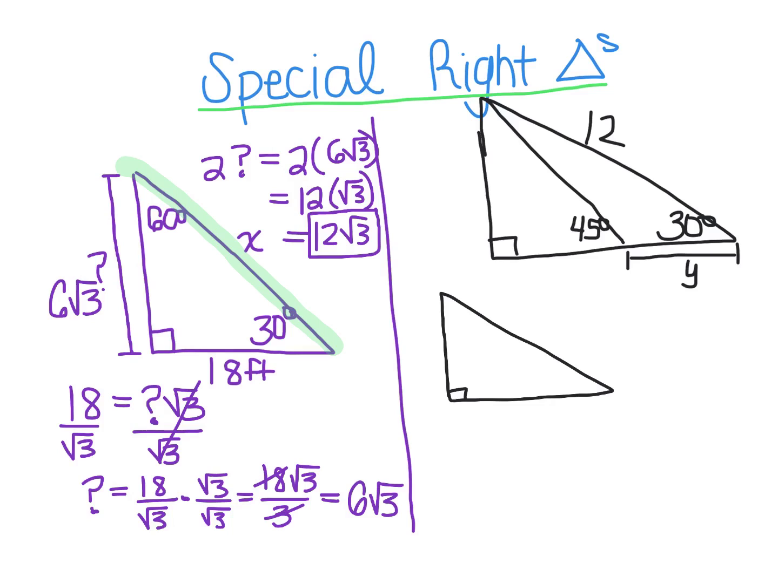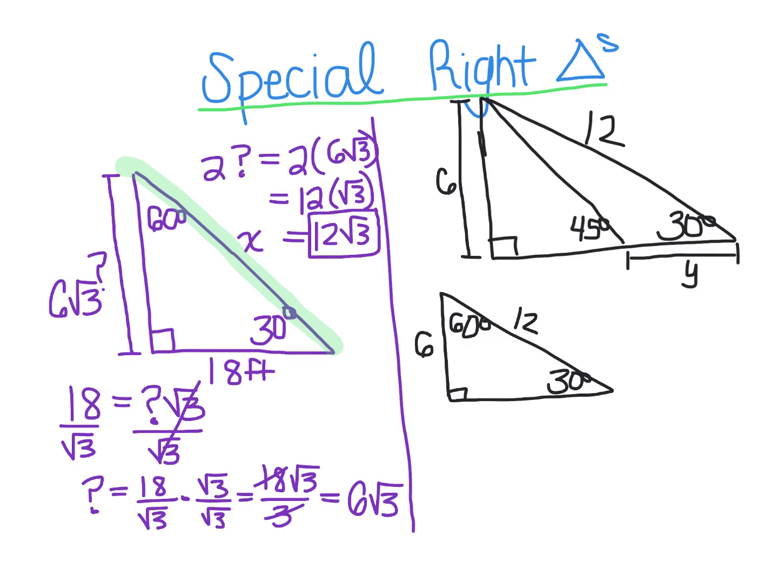I have a larger triangle that is 60 degrees and then 30 degrees down here. I have a hypotenuse of 12. If my hypotenuse is 12 and I take half of that, that should give me the length of the side that's opposite from my 30 degree angle. So half of 12 is 6. So what I'm getting is this side right here is 6.